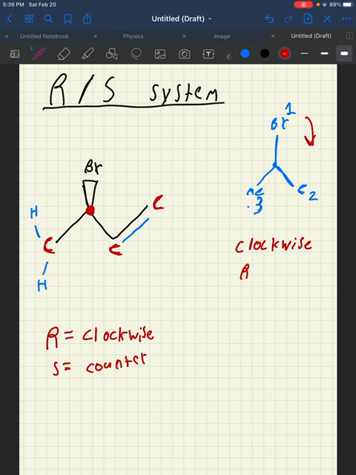Because actually S is derived from the Latin word sinister, meaning opposite. So we got counterclockwise, we got clockwise, and we got R, because we are going clockwise with these priorities. Get rid of that hydrogen, it was 4th priority and it was on the dotted line, so it was behind. We can ignore it. So this bromine is R.